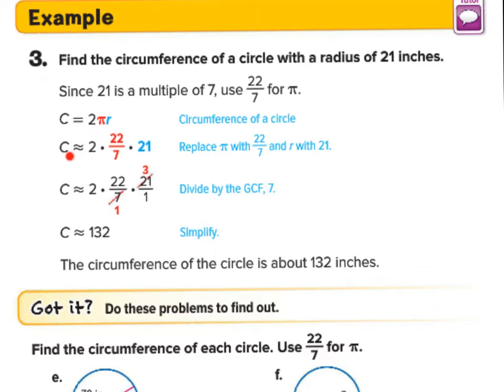So we replace it then. Circumference is 2 times 22 over 7 times 21, our given radius. They told us radius. And now we're just multiplying fractions as we've done. We do our cross-referencing where we have 3 and 1. So now we have 1 along the bottom, and it's 22 times 3. Okay? 22 times 3 is 66, and 66 times 2 is 132. The circumference of the circle is about 132 inches.